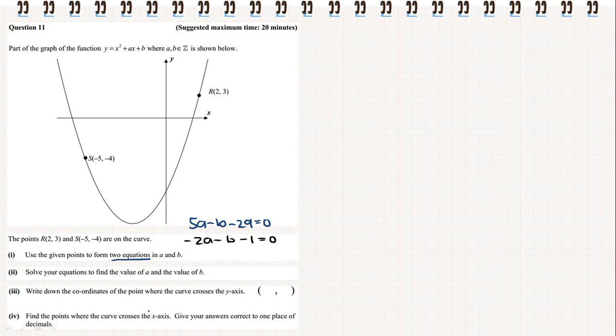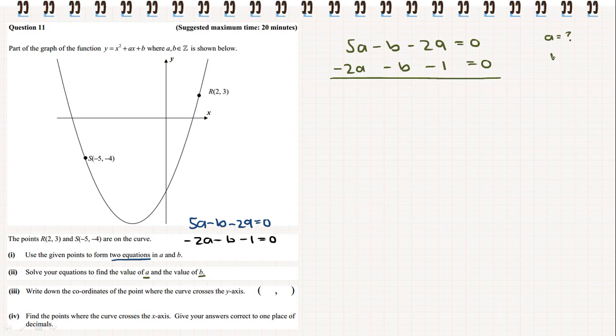Part 2. Solve your equations to find the value of a and the value of b. So if we have two equations, like we do, so we have 5a minus b minus 29 equals 0, and we have -2a minus b minus 1 equals 0, and we're looking for two variables, so we want to find a and we want to find b, then we solve them simultaneously. So the first step, I'm going to multiply the bottom line by -1. So this top line is going to remain the same.